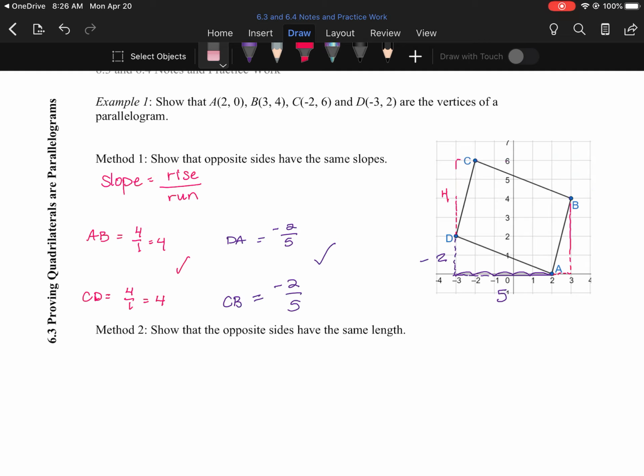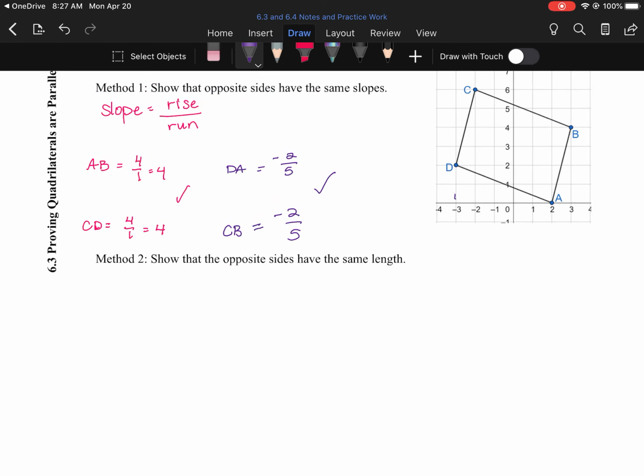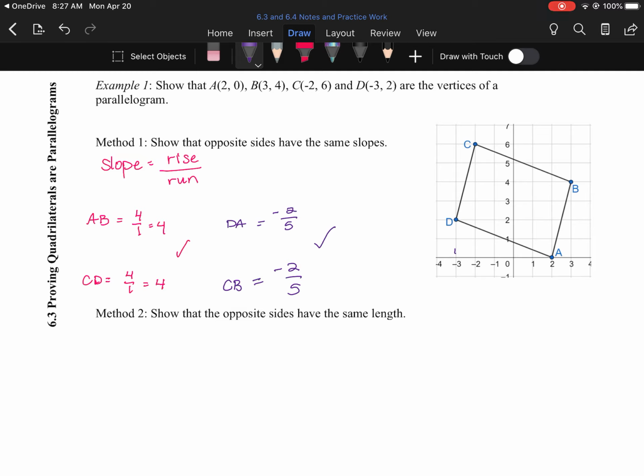All right, now I guarantee this next one's probably going to be your least favorite, but we're still going to do it anyway. I'm still going to show you how to do it. So, show that opposite sides have the same length. Get that? All right, so opposite sides. So that means I'm going to have to do distance formula 4 times. So I'm going to start with AB.